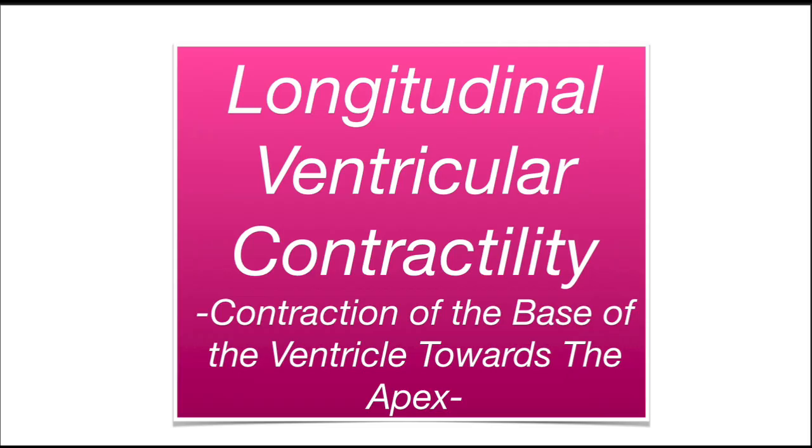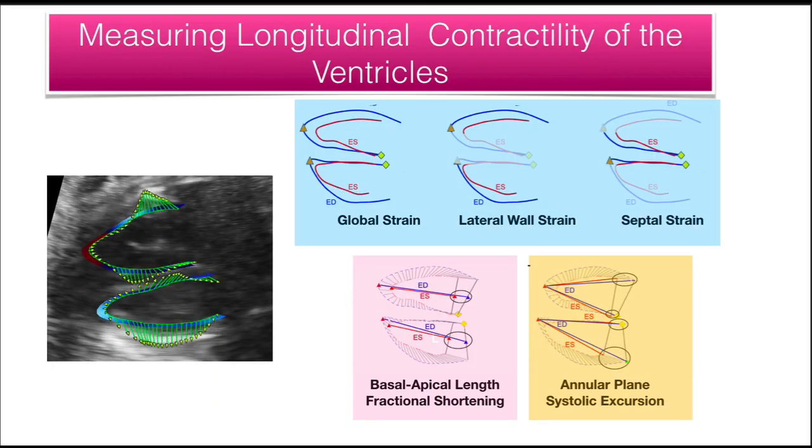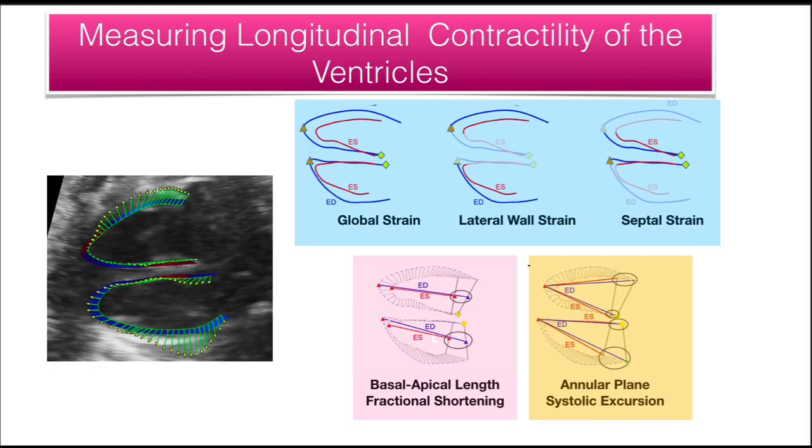Next, let's examine longitudinal ventricular contractility. This measures movement of the base of the ventricle towards the apex of the ventricle during systole. There are 5 different measurements that examine longitudinal contractility.